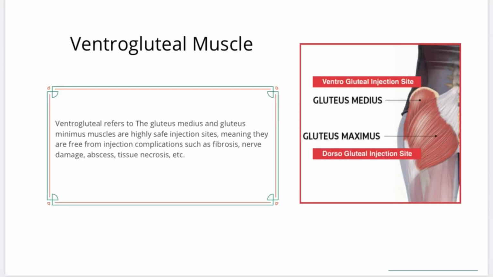So the next slide is the ventrogluteal muscle. Ventrogluteal refers to the gluteus medius and gluteus minimus muscles, which are highly safe injection sites, meaning they are free from injection complications such as fibrosis, nerve damage, abscess, and tissue necrosis.